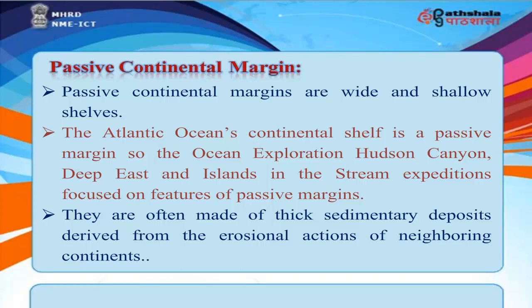Passive continental margin. Passive continental margins are wide and shallow shelves. The Atlantic Ocean's continental shelf is a passive margin, so the ocean exploration expeditions, such as Hudson Canyon, Deep East and islands in the stream, focused on features of passive margins. They are often made of thick sedimentary deposits derived from the erosional actions of neighboring continents.